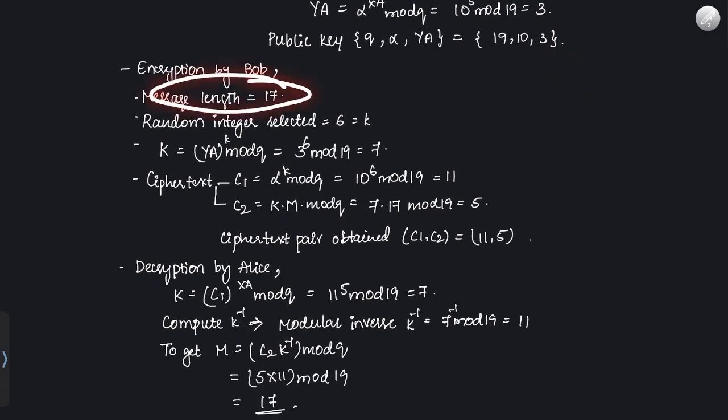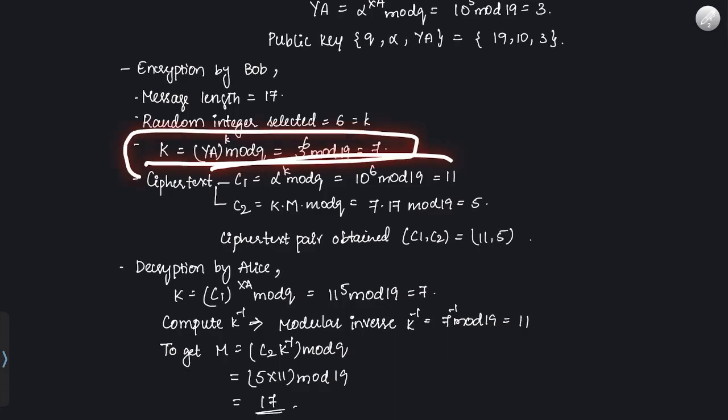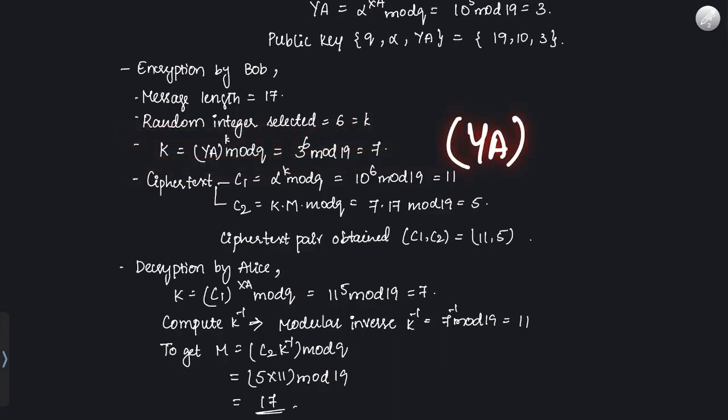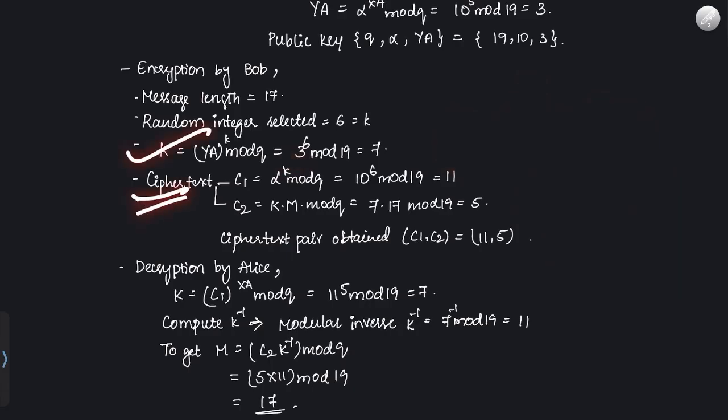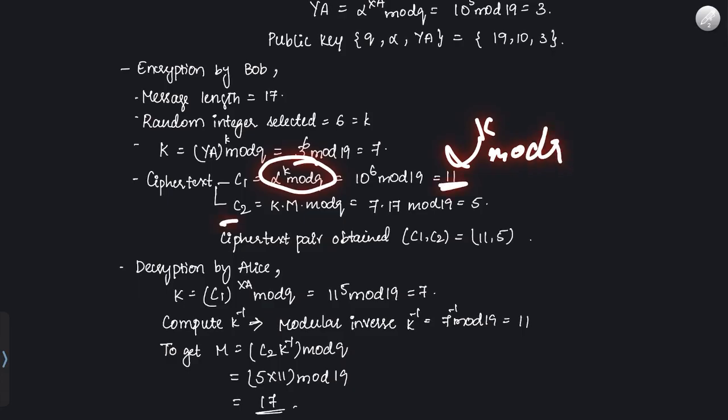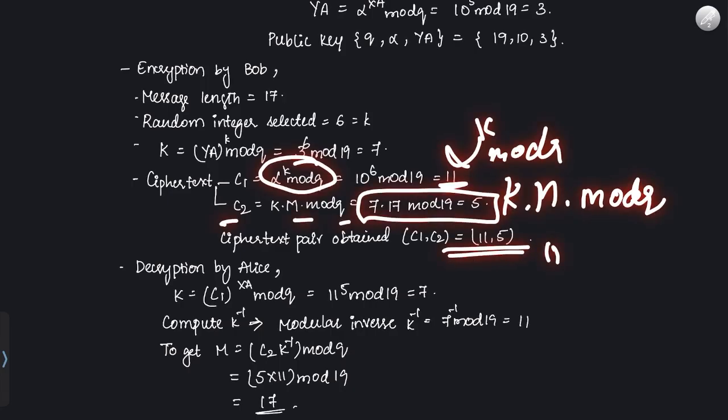Okay, next encryption will be done by Bob. He knows the message length is 17, and he'll consider a random number which is 6, small k, and then he'll compute the one-time key, capital K, that is YA power k mod Q. YA is 3, so 3 power 6 mod 19. We get the answer as 7. Once this is done, we have the ciphertext, C1 and C2. First we'll calculate C1, that is alpha power k mod Q. We get the value as 11, and for C2 we make use of the one-time key, the message, and mod Q. So we get 5. So we have the ciphertext pair as 11 comma 5.